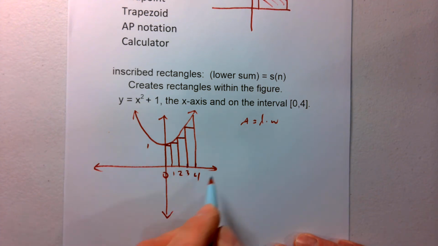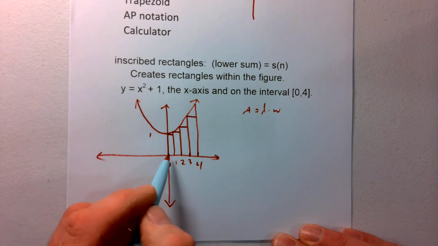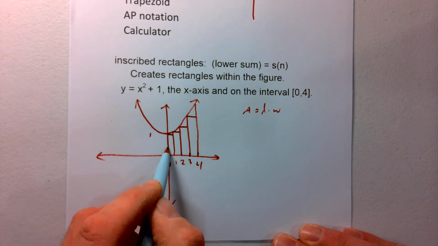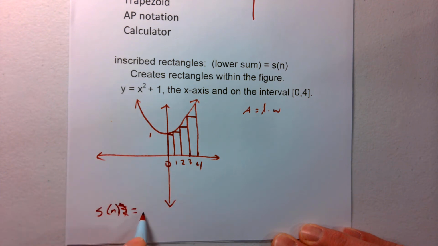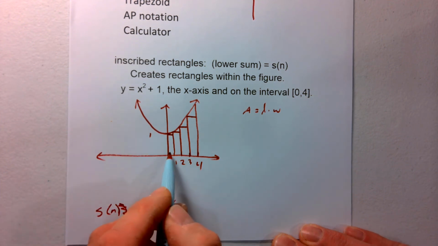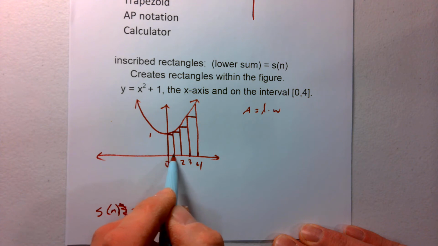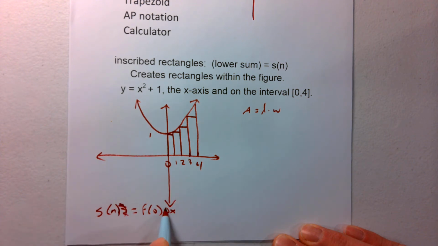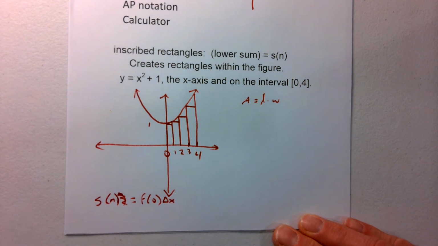So our little s of n is going to be our notation that we're looking for. Little s of n is going to equal the value that we get when we plug 0 into the function, so f of 0, and we're going to multiply it by the change in x. In this case, our change in x would be 1, but we're going to put delta x there for now, for our notation.